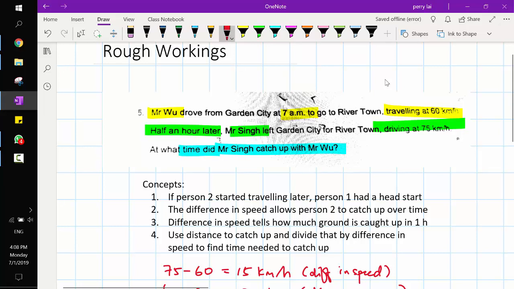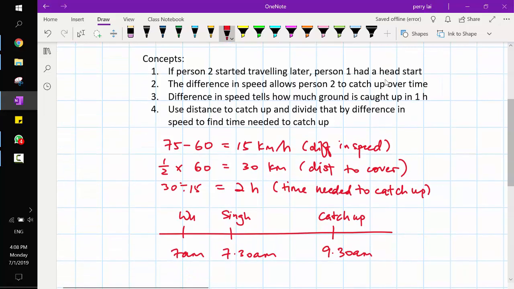So what you have here is a head start. Somebody had a head start, and because Mr. Singh is traveling at a different speed, which is faster than Mr. Wu, he is eventually going to catch up. So the concept here is this: if person number 2 started traveling later, then person 1 had a head start. And then the difference in speed allows person 2 to catch up over time.